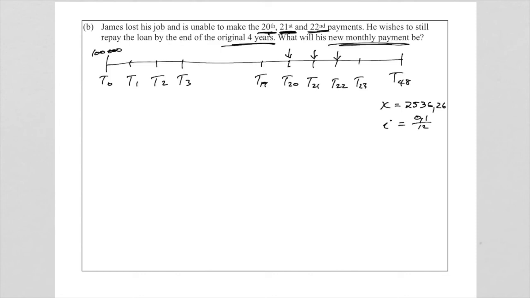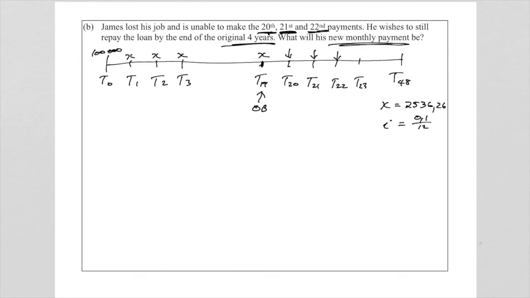And now what we need to do is first of all find the outstanding balance at the last payment. Now he's going to make payments at T1, T2, T3, continue like that, and his last payment will be at T19. So this is where we want the outstanding balance. What will still be outstanding on the loan after this last payment at T19?